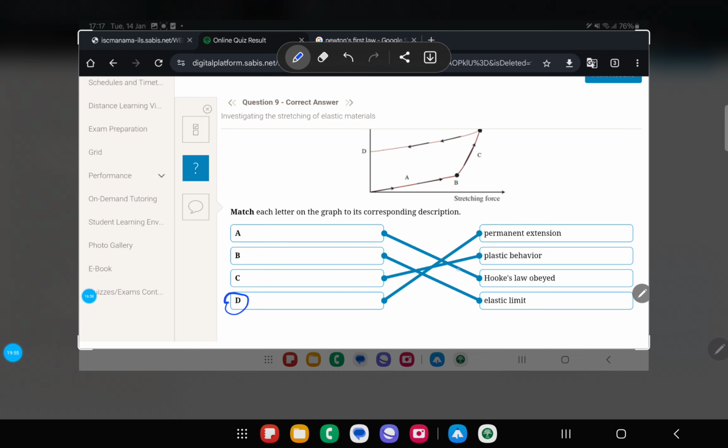For part D, the last one, permanent extension. Now, when you stretch it even more past the plastic behavior over here, now you can't return it back at all. It's impossible. This is called permanent extension, where you extend it and now you can't return it back to the original shape. Now it's not considered elastic. Okay, so that's it.